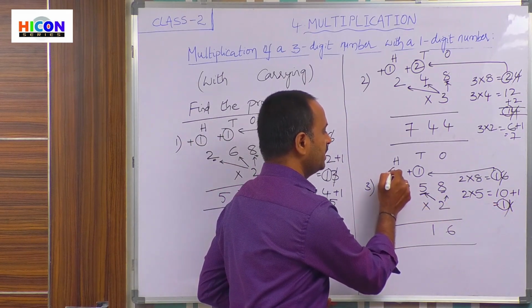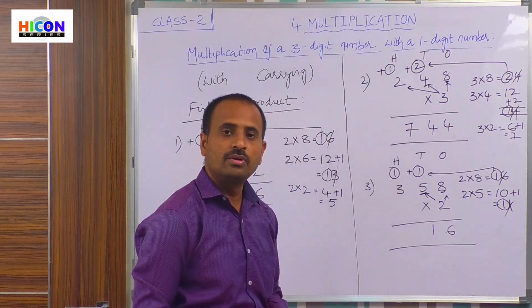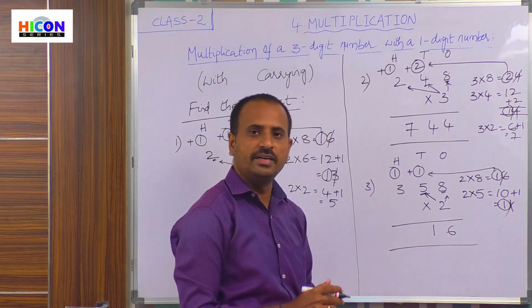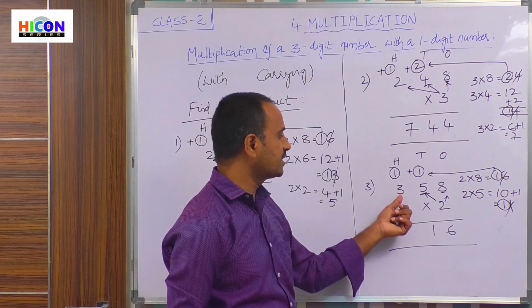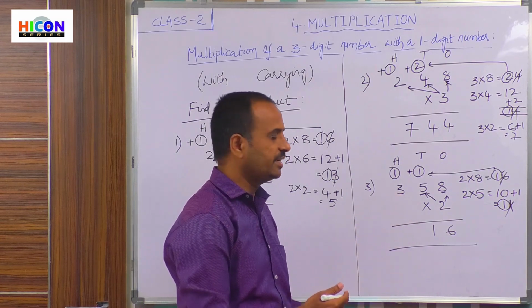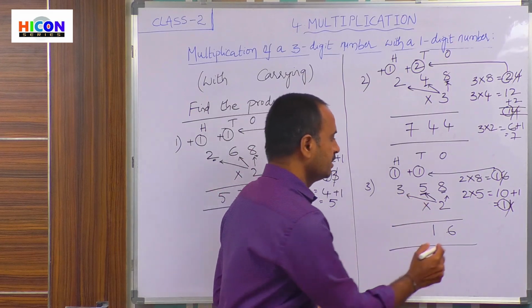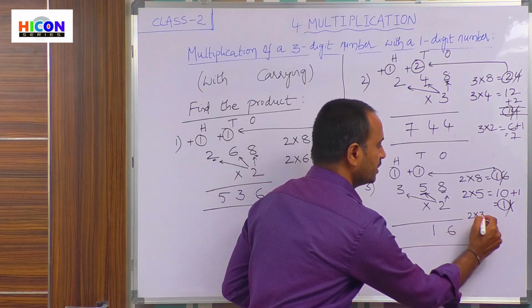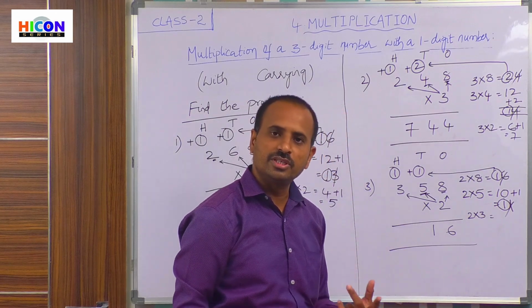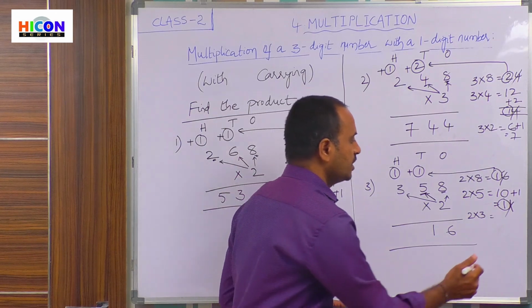That is hundreds place. So now continue the multiplication with the hundreds place. So which digit is present in hundreds place? 3 is present in hundreds place. Multiply 3 with 2. That is 2 into 3. Children, how much 2 3 jar? 6. 2 3 jar 6.